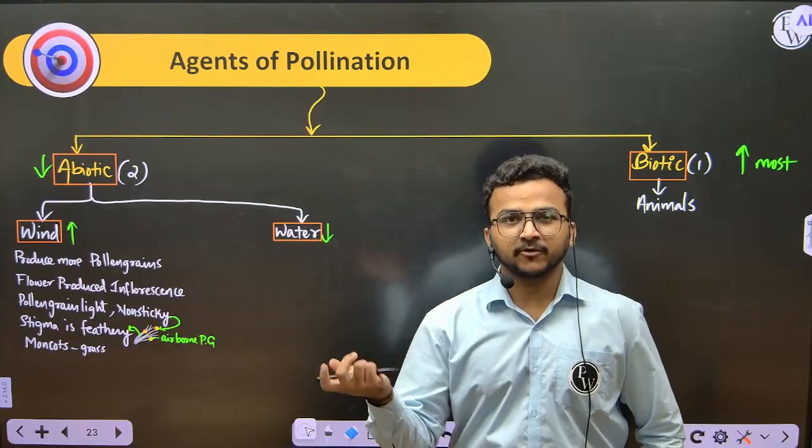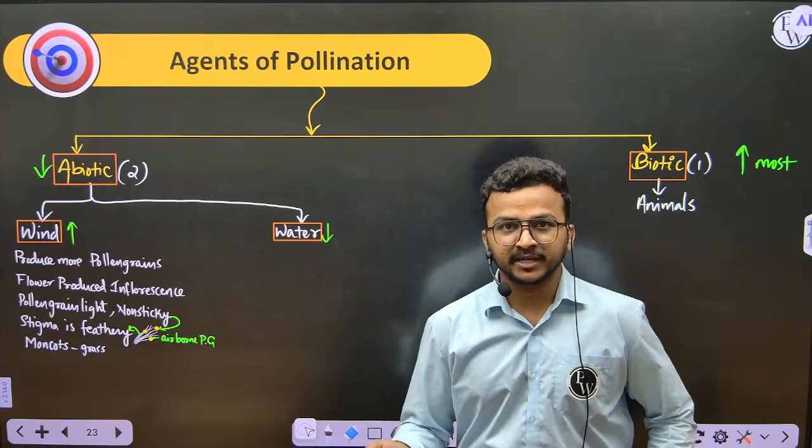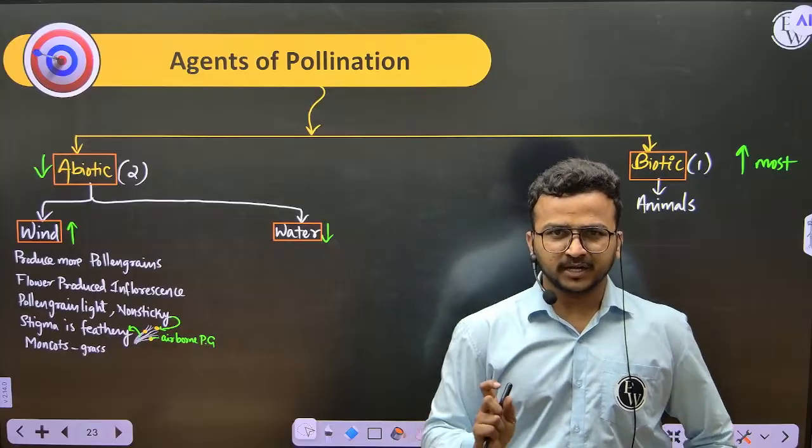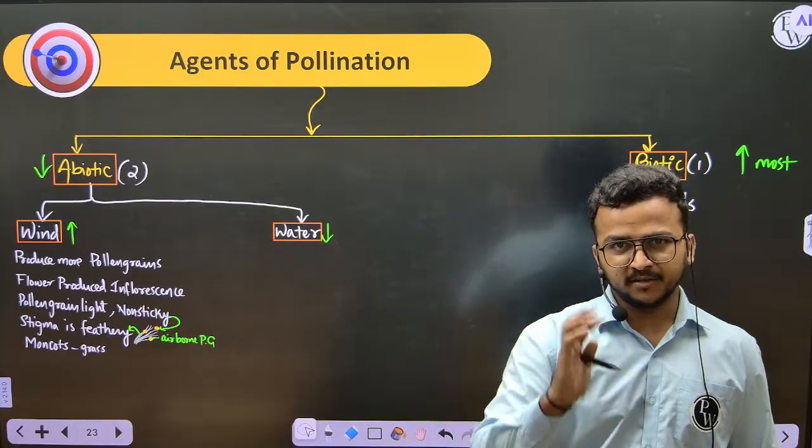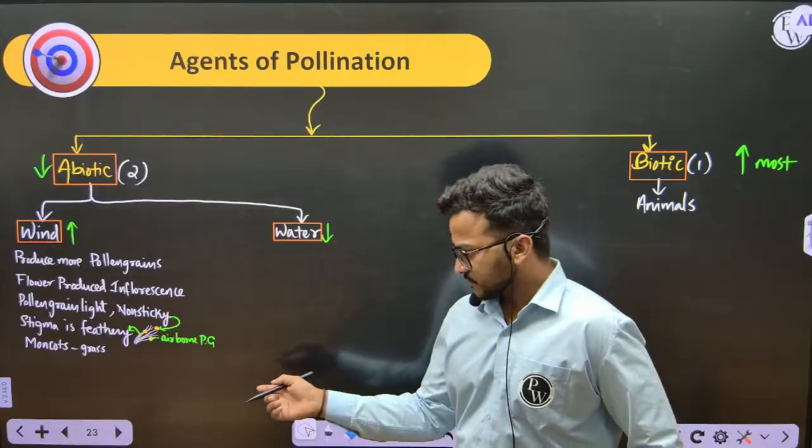So how the inflorescence will be, how the feathery stigma will be. So that is a very important diagram. They even asked it in the previous year.